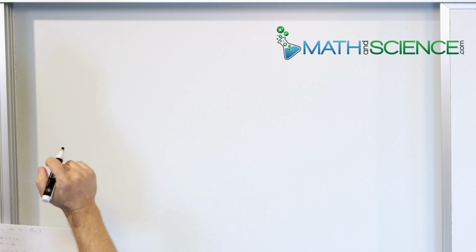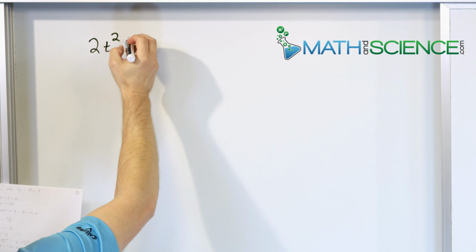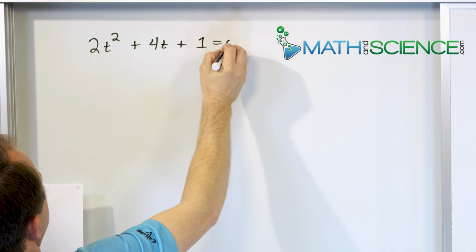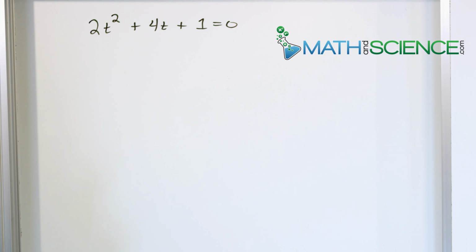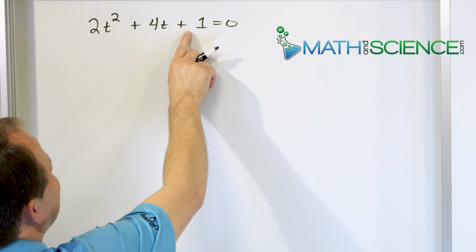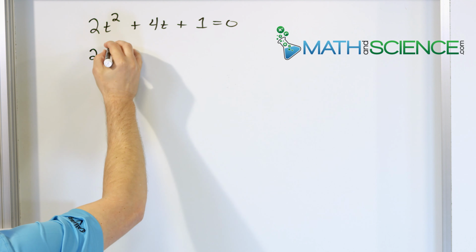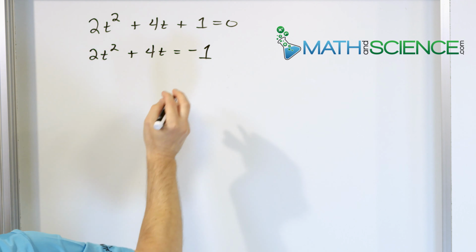So for the first problem, what if we have 2 times t squared plus 4 times t plus 1 equals 0? So far it looks the same. Notice there's no fractions really in this at all. So we follow the same process. We take the constant term and we move it to the right-hand side. So that's going to leave us with 2t squared plus 4t is equal to negative 1.